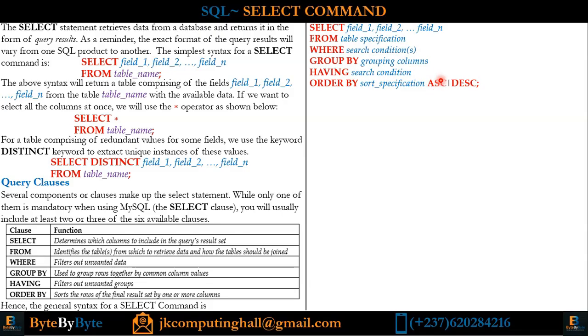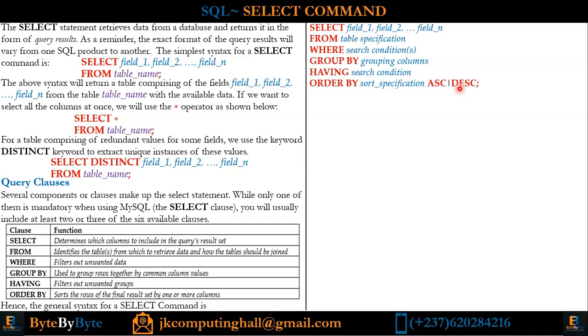So if it is ascending order, you specify ASC for ascending. If it is descending order, DESC for descending. And take note that if you do not specify any of them, by default your result will be ordered in ascending order. So this is a summary of what you need to know about the SELECT statement when it comes to single query extraction of data.